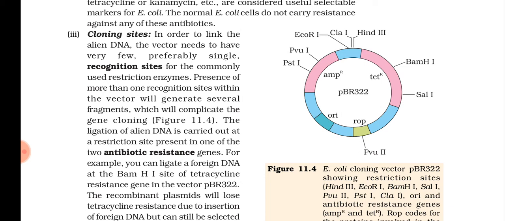If more than one recognition site is there, then what will happen? It may generate several fragments, and this will complicate the gene cloning. This question was asked once: why is it said to have only one recognition site in a vector? Because if there is more than one recognition site for different restriction enzymes, this will complicate gene cloning and also generate different fragments. So into the recognition site only the alien DNA will be inserted.